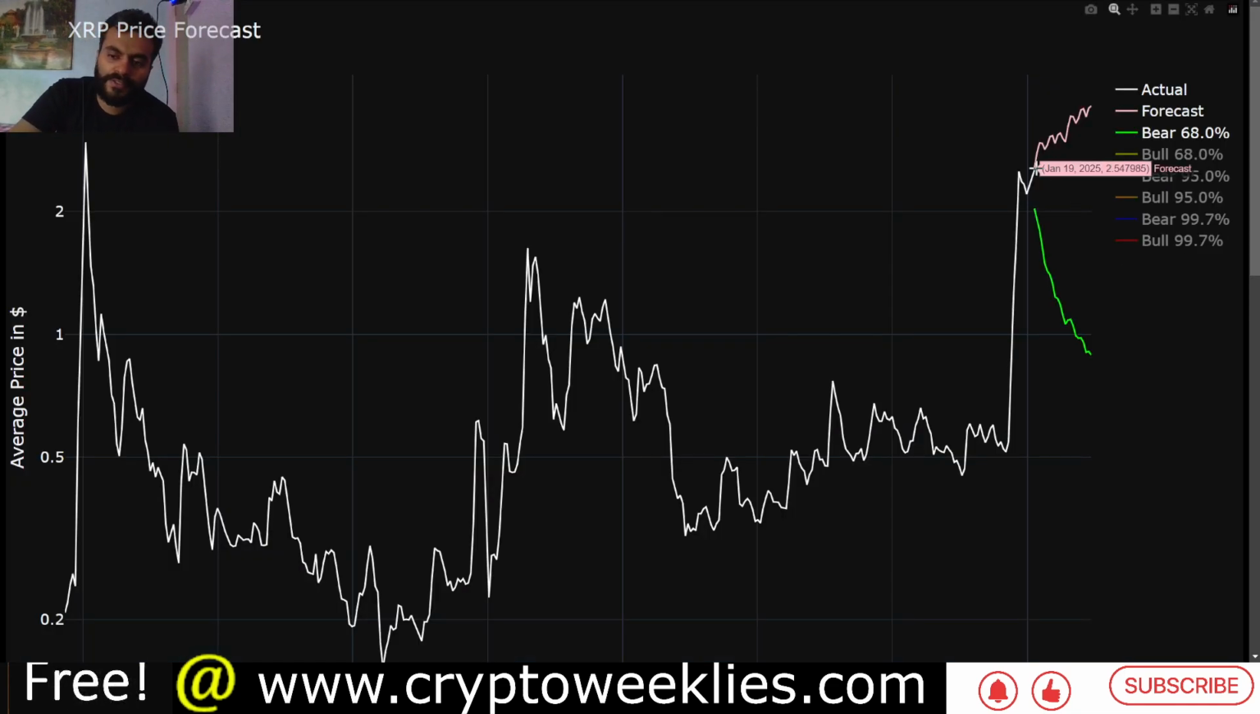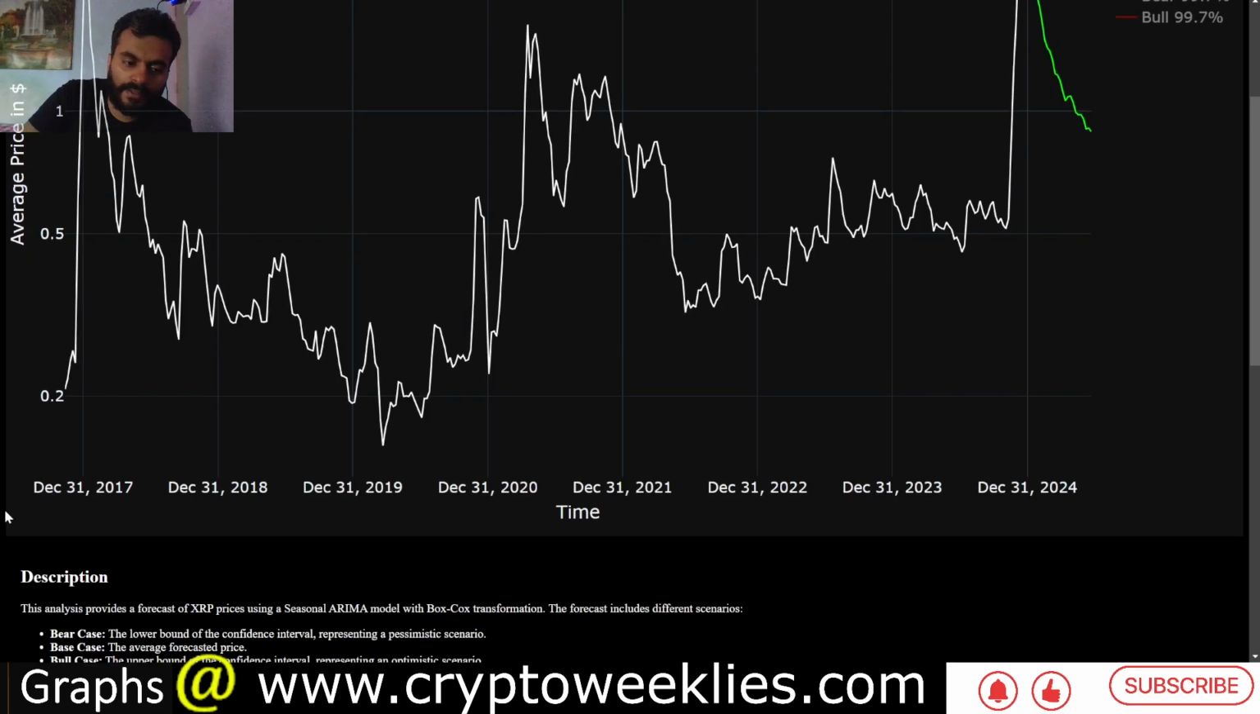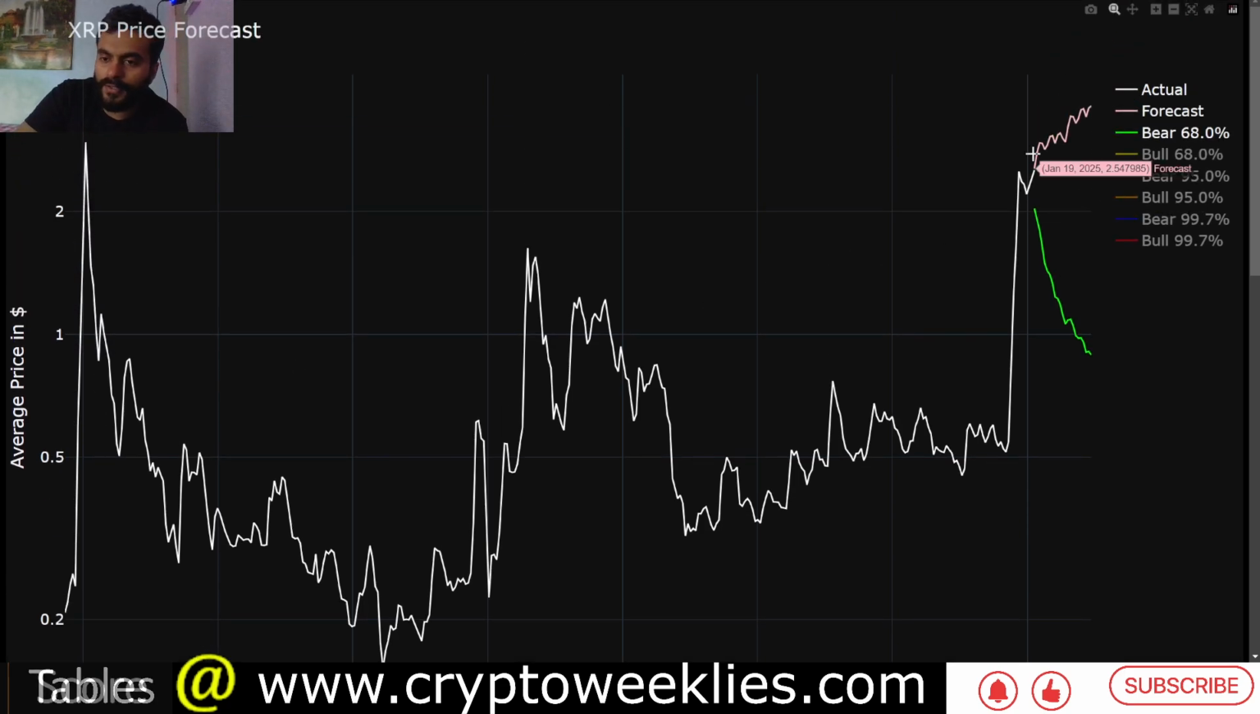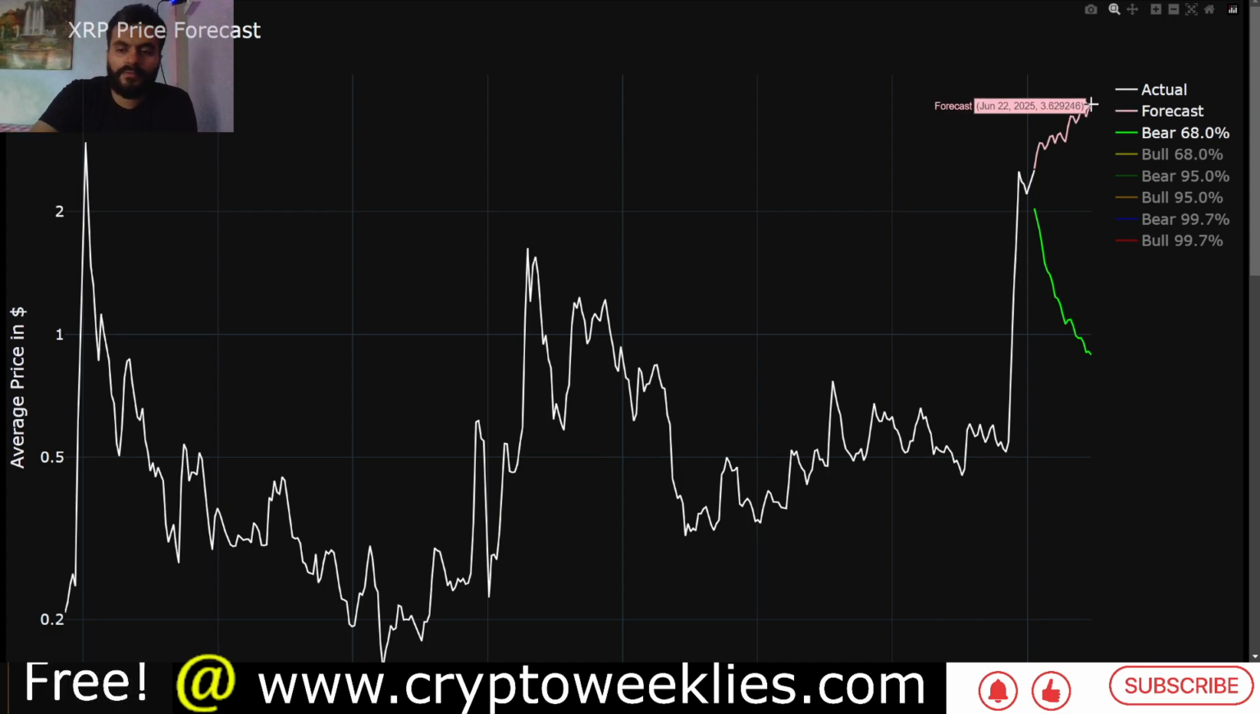So again, the first machine learning based price forecast of some note is this pink line, which is the fair value estimation based on the last 7 to 8 years of data, from 2017 till 2025. So 3 plus 4, about 7 years worth of data. What we have for XRP is this fair value estimation per the machine learning based model between $2.54 and $3.62. So that is one scenario for XRP in the next 6 months.